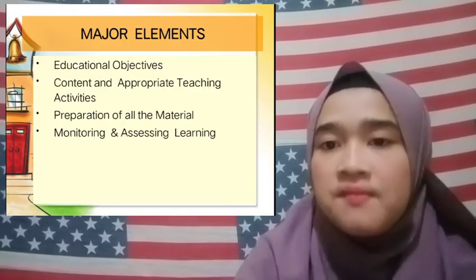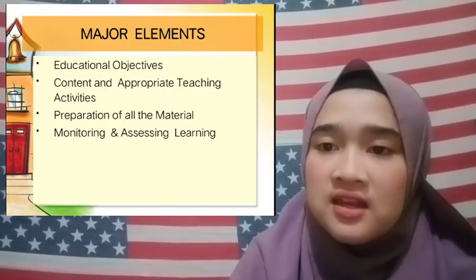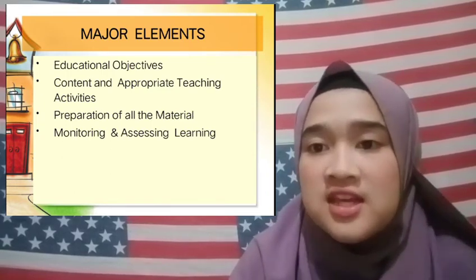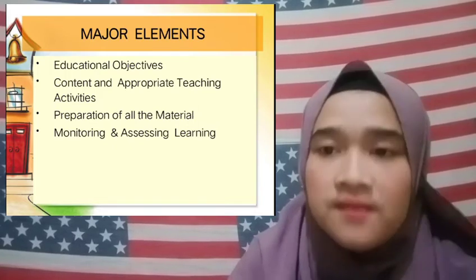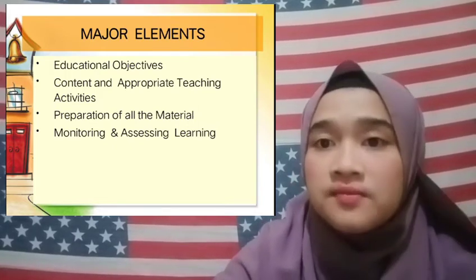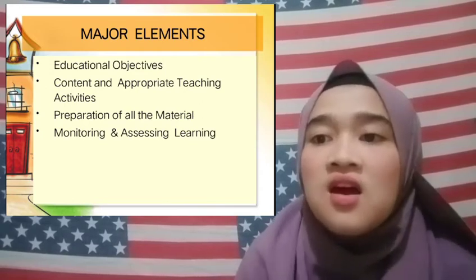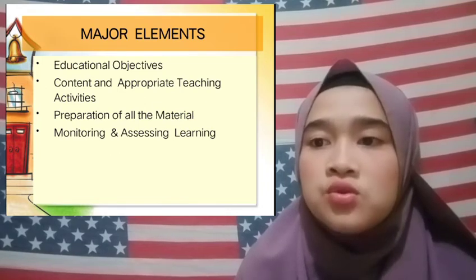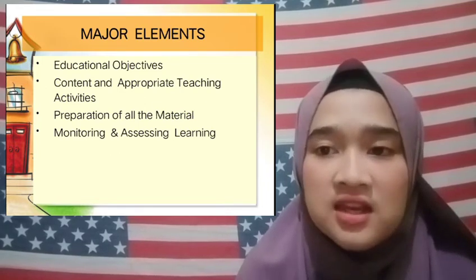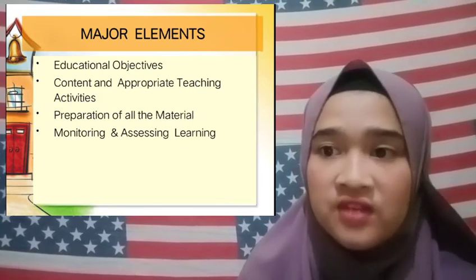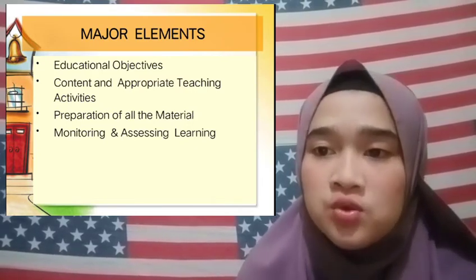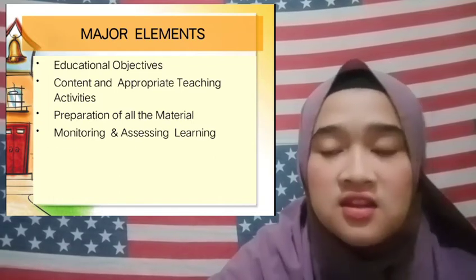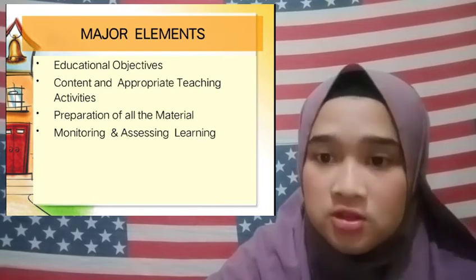Now, what are the major elements in a lesson plan? And here we are. The first is educational objectives. Educational objectives are statements that clearly describe what the learner will know or be able to do as the result of having attended an educational program or activity, or a specific behavior to achieve the goal. The types of educational objectives are cognitive, affective, and psychomotor.